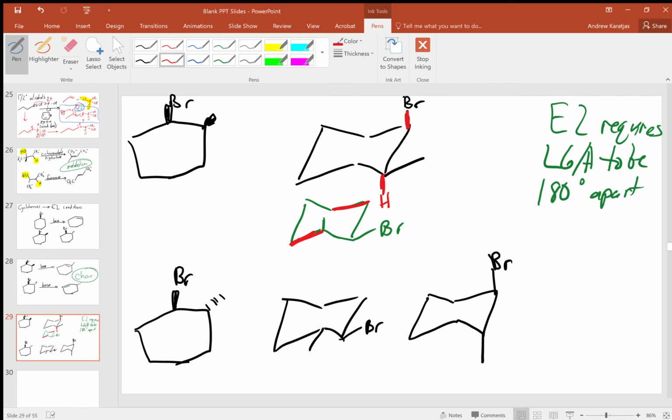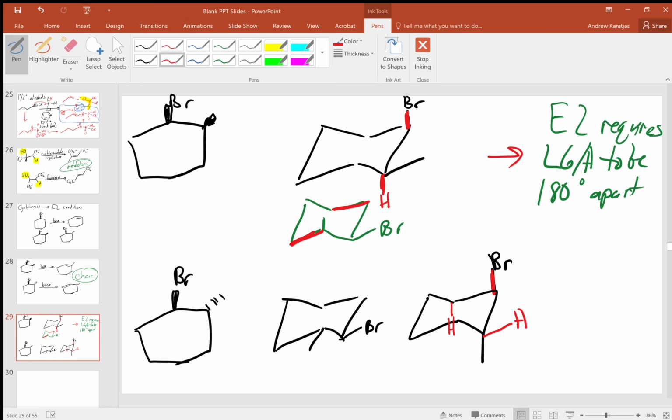But in this case, where's the adjacent hydrogen? Well, the one on the more substituted carbon is equatorial. And it can't be axial if the bromine is axial. So because of this requirement, we can't get the more substituted carbon to perform the elimination. Now if we go to the less substituted carbon, we do have a hydrogen that's axial pointing down, meaning that it's 180 degrees apart from the leaving group, and it can eliminate.